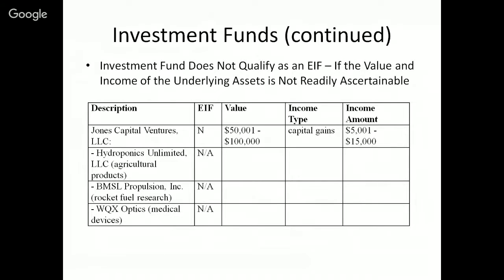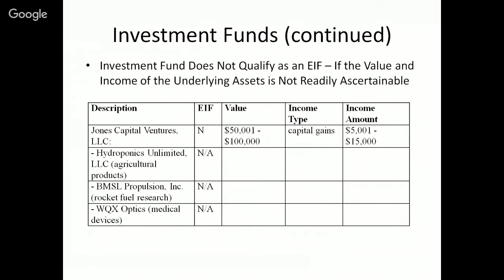If you have a fund that's an EIF, but the value and income of the underlying assets is not readily ascertainable, the filer can indicate the value of the investment here, Jones Capital, showing the value of the investment and the income earned from the investment itself, and just list the underlying holdings of the fund without providing the individual value and income from each individual investment in the fund. You could include a list of publicly traded stocks or bonds, or like here, privately traded companies. If it's privately traded companies, we'd ask that you include the line of business for that company.